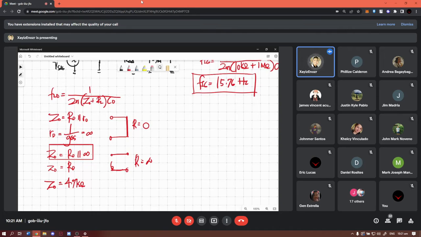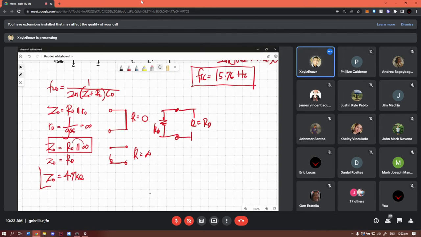Okay, so with that, kung yung ating RD is parallel with an open circuit, for example, ito si RD, parallel siya with an open circuit, open siya. So ano yung magiging equivalent resistance nito? R is equal to RD. So kapag pinarallel mo to, si RD with infinite resistance, you will get si RD na lang mismo. So ang Z out is RD, 4.7 kilo ohms.